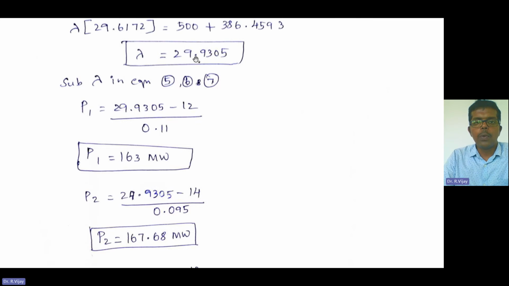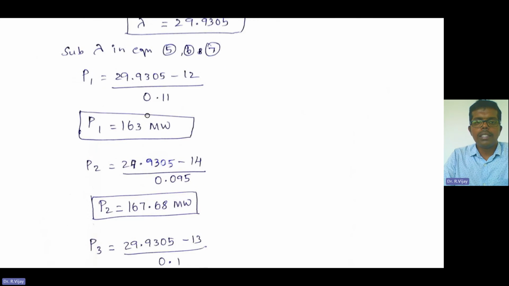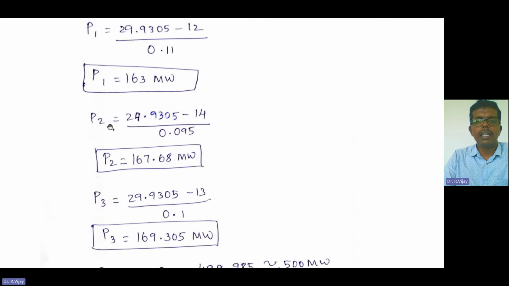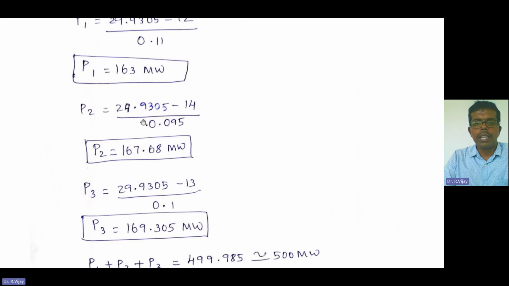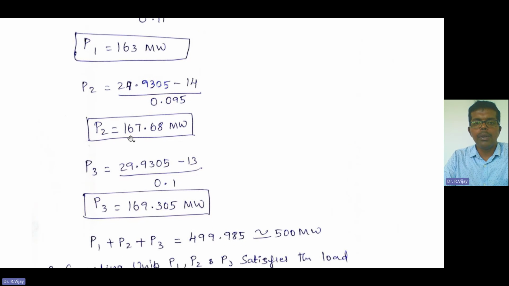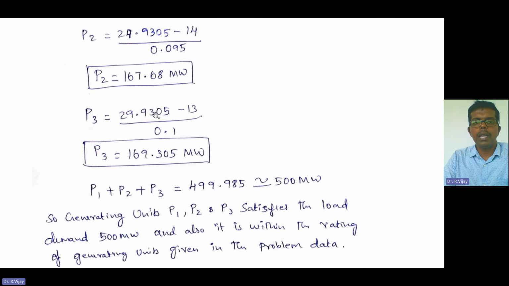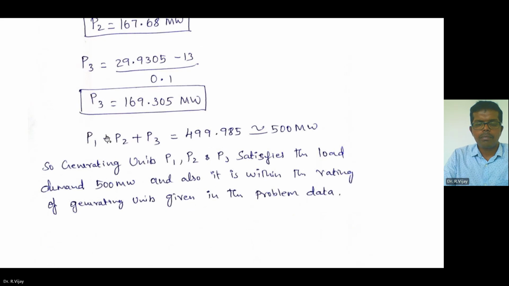So P1 is equal to, lambda we are substituting as 29.9305. So when substituting the lambda here in the P1 equation, we'll get the P1 value as 163 megawatt. Similarly, P2, lambda we are substituting over here, and we are getting the answer P2 as 167.68 megawatt. Similarly, for P3, while substituting the value of lambda here in the P3 equation, we are getting the P3 value as 169.305 megawatt.